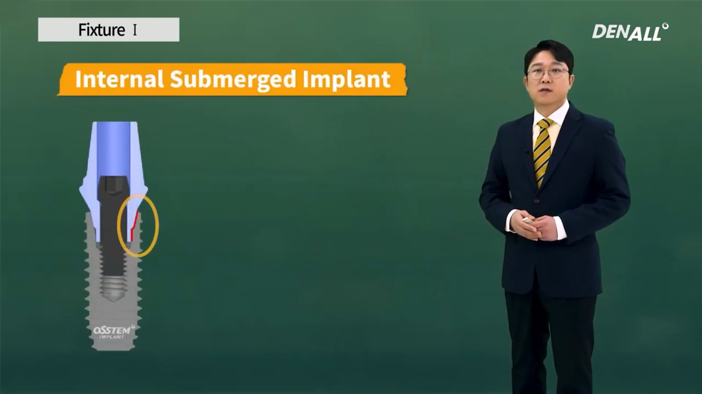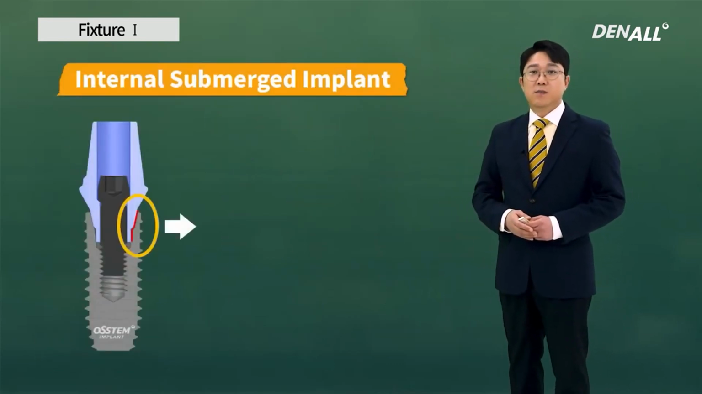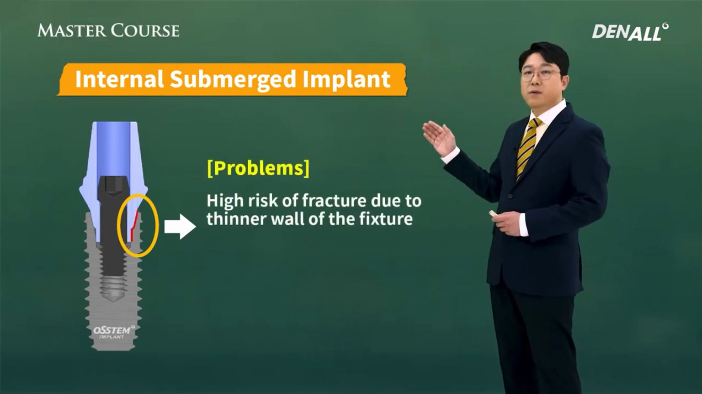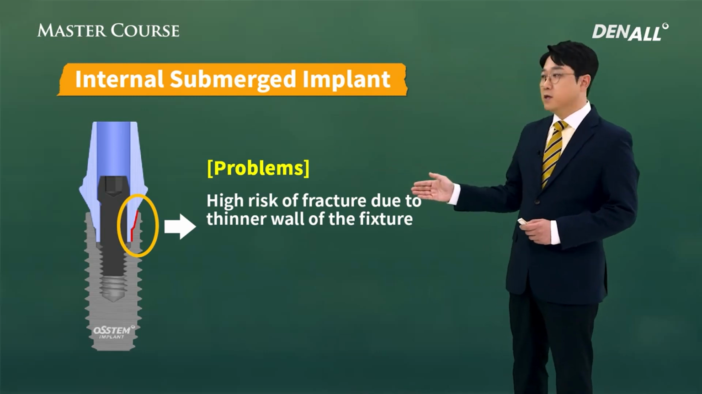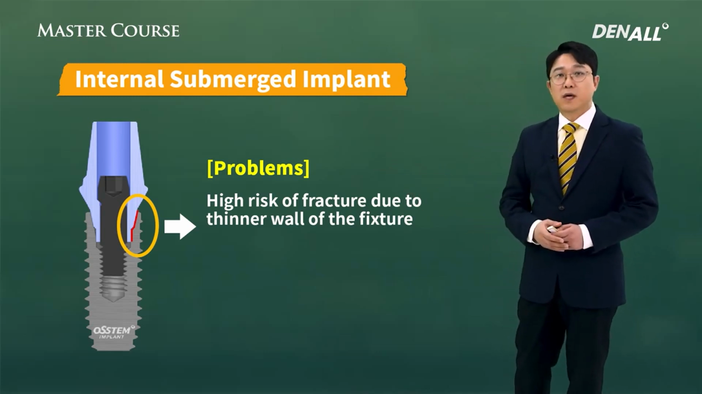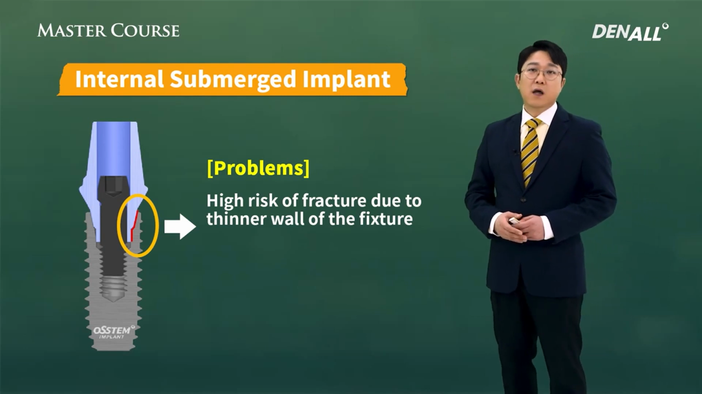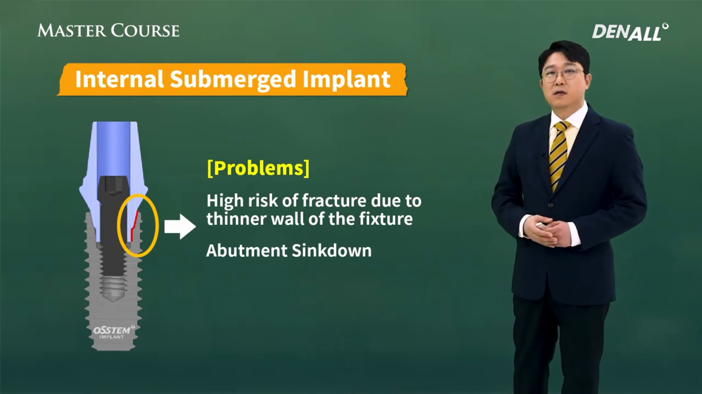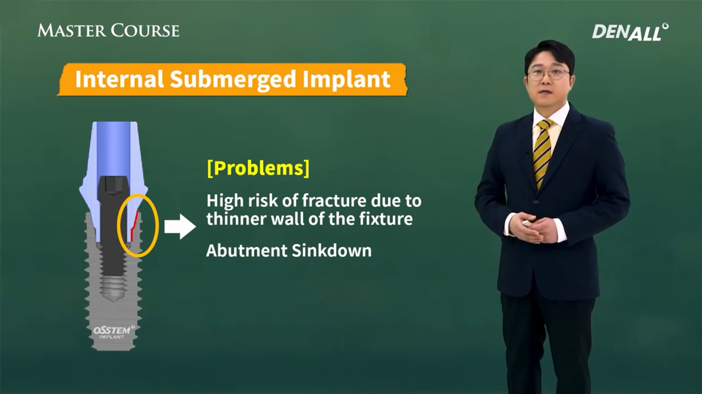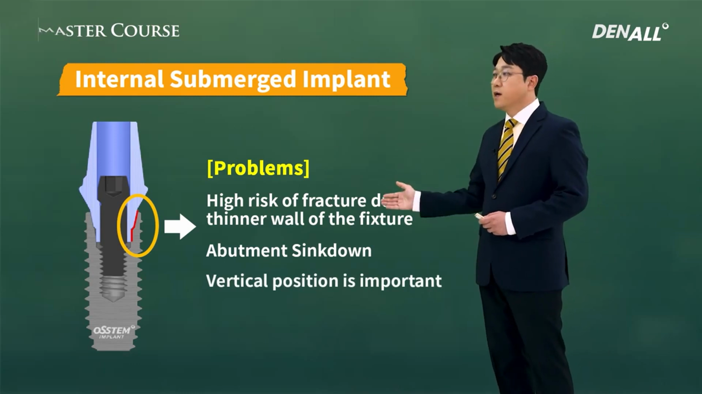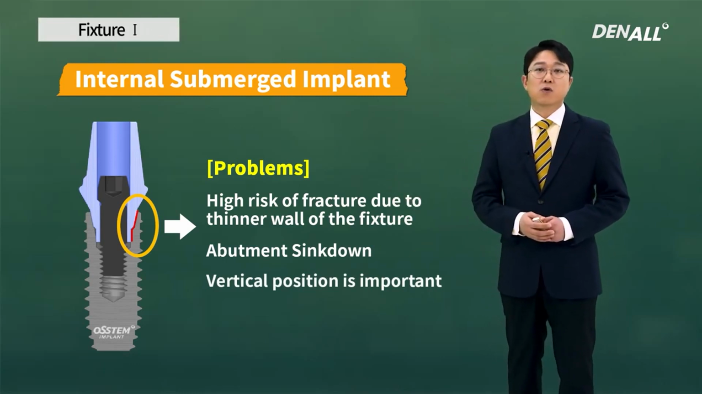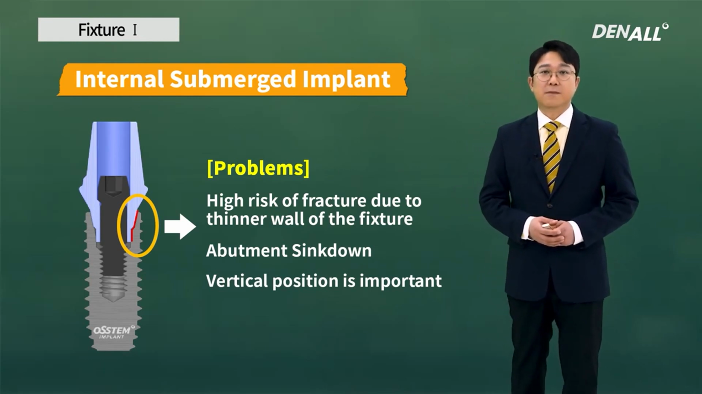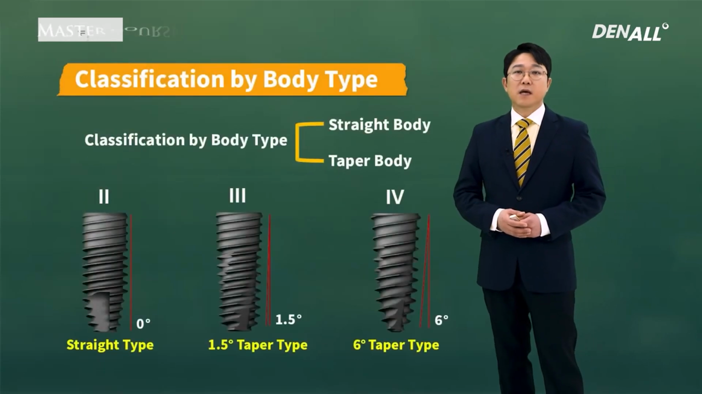Due to the difference, the internal submerged implants have many problems. First, there's a high risk of fracture due to the thinner wall of the fixture. Second, the abutment connection structure does not have a stop, therefore sink down can occur. Third, in thin biotype, if the implant is placed shallow, fatal bone resorption can occur. That is the disadvantage of the internal submerged implant.